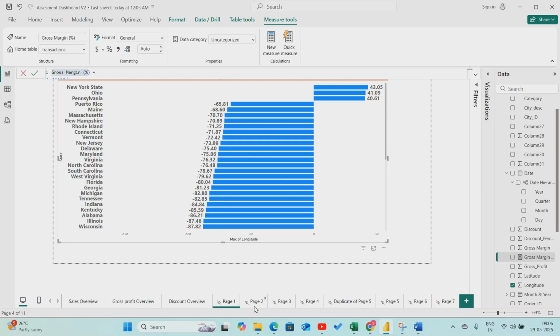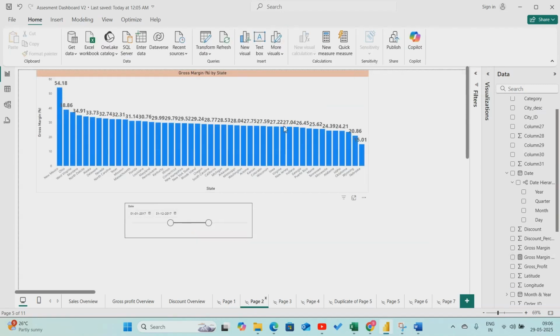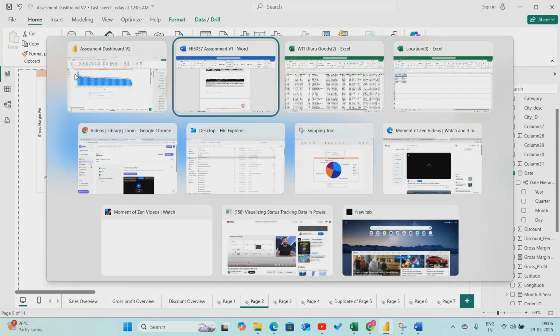Okay, so now what we have done, we created this graph which provides the gross margin percentage with respect to state. We simply filtered it by the year. We selected the date range of 1st Jan 2017 till 31st December 2017, and New Mexico is the state having a maximum gross margin which is 54.1.